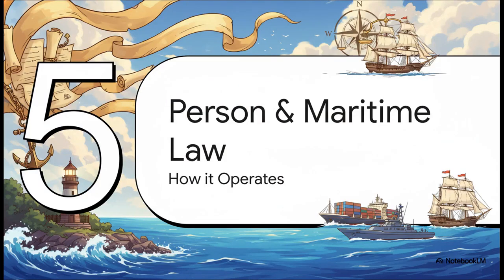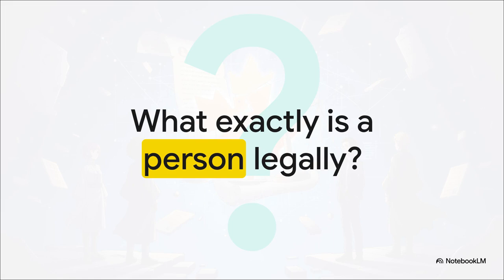Moving on to Section 5, the person under maritime law, how the illusion operates. So, if the Constitution is an illusion and the government is illegitimate, you're probably wondering how the current system actually manages to operate and enforce its rules every single day. Well, this brings us into the realm of maritime law.